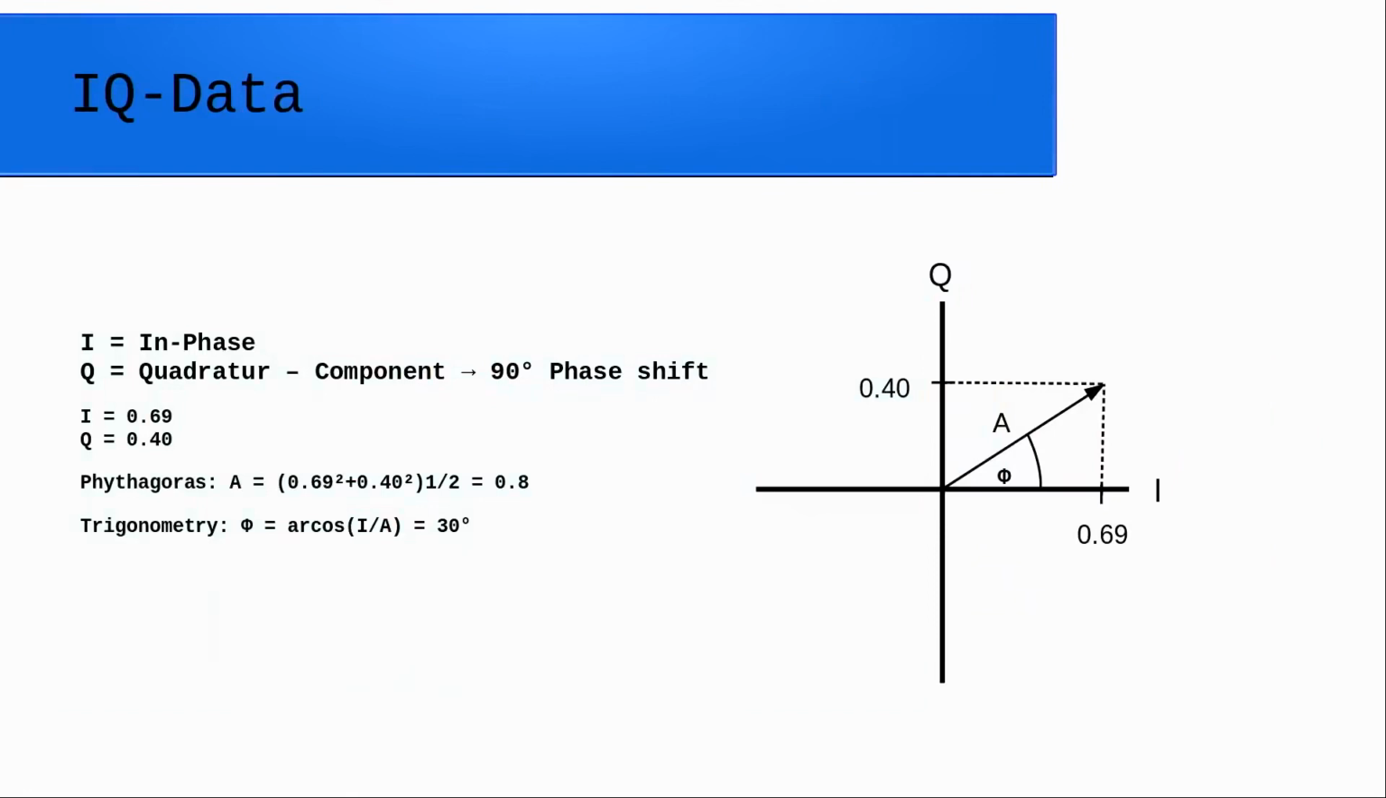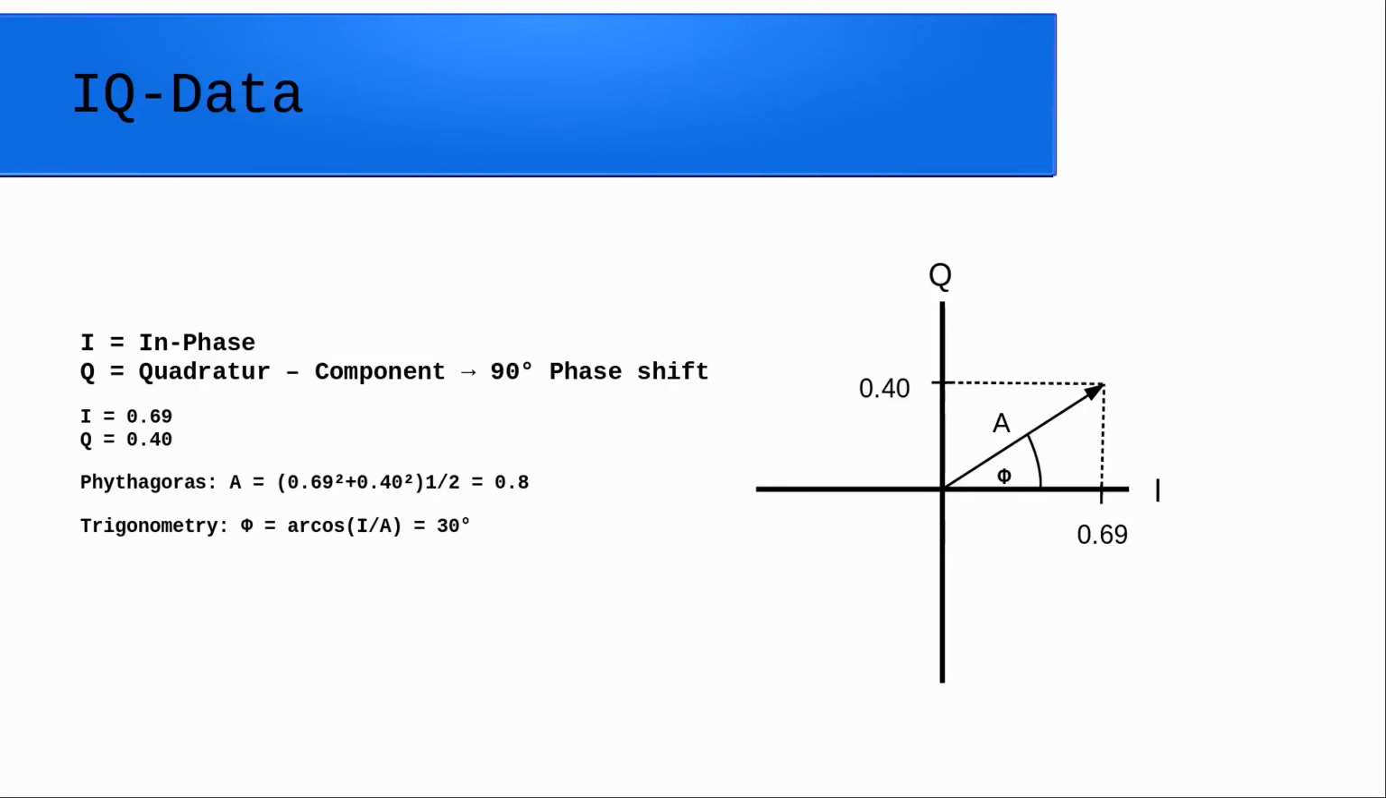So IQ data are pretty cool. They actually contain the raw signal that is coming out of the air. So you could also record the raw signal. It's fast getting huge.